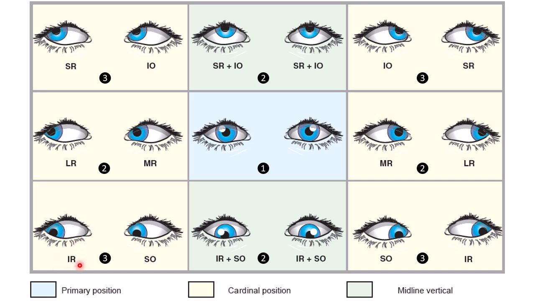Similarly, depression in abduction, inferior rectus; depression in adduction, superior oblique. Again, elevation in abduction, superior rectus; elevation in adduction, inferior oblique. And similarly for depression in abduction, inferior rectus; depression in adduction, superior oblique, right? So if you've understood this diagram, then you can keep revising it from time to time, and you can diagnose the paralyzed muscle very easily.